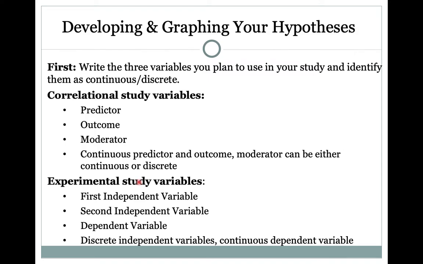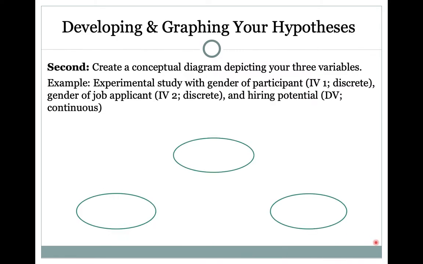For experimental studies, you have one independent variable, a second independent variable, and a dependent variable. Your independent variables must be discrete, and your dependent variable must be continuous. That's very important. Please keep that in mind. I don't want to mark points off for having the wrong kind of variable.